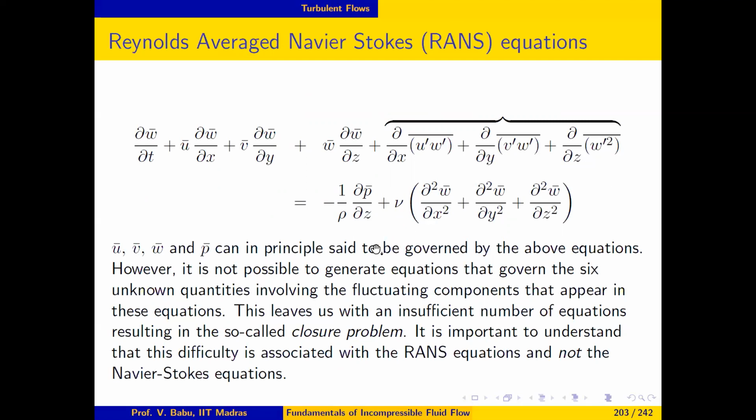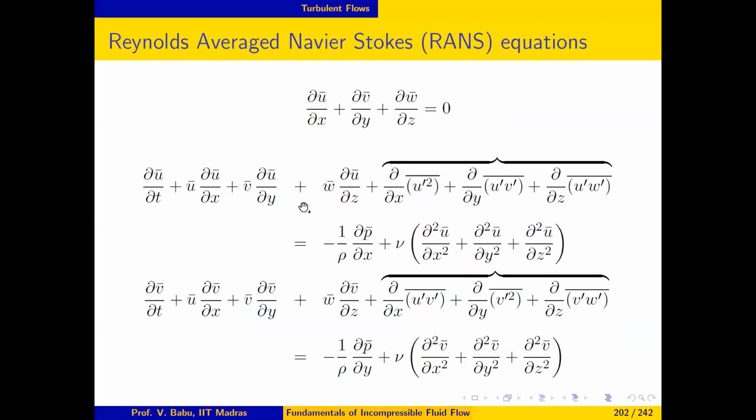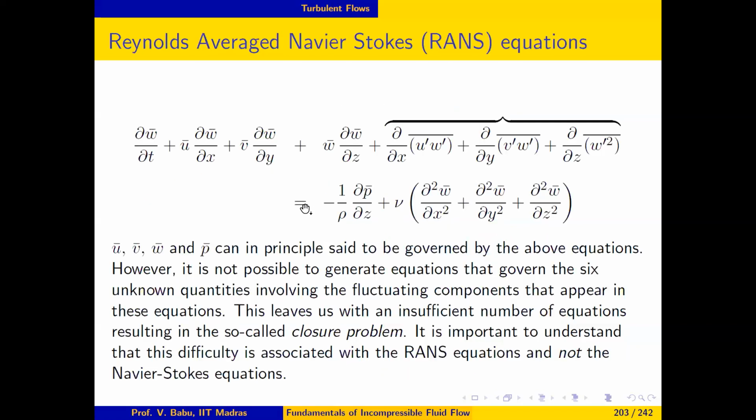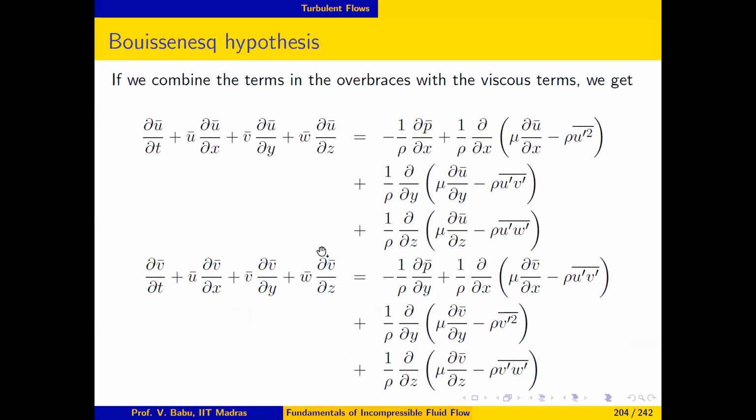So this is usually referred to as a closure problem, wherein we have more unknowns than equations, and we are not in a position to generate additional equations to cover these unknowns. So what must be borne in mind is that the closure problem is a manifestation of the Reynolds averaging that we have done, and it is not a fundamental problem with the Navier-Stokes equations themselves. Okay, so this difficulty arises only because of the time averaging that we have done. But we normally can press ahead and do the following.